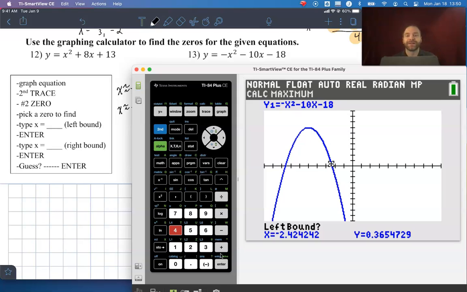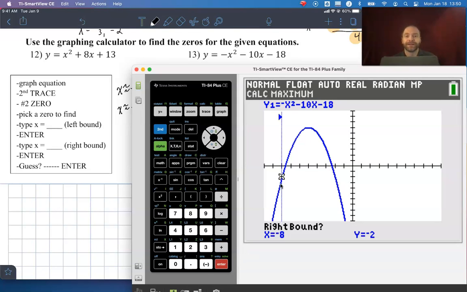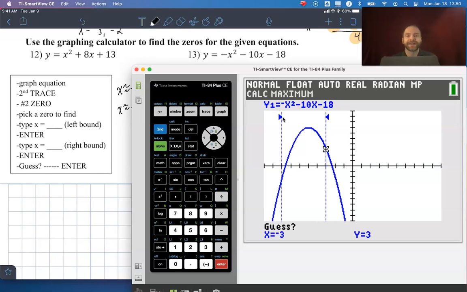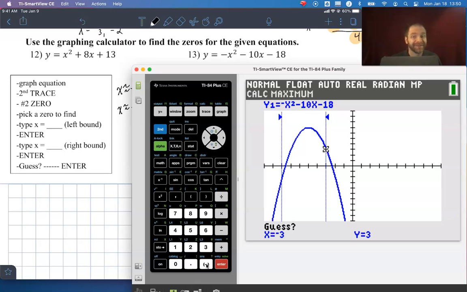So I can do the same idea. I'll pick a number to the left of -5. I'll say -8. Now it's way to the left, but it doesn't matter. Pick a number to the left of what it looks like. I'll say right of it, -3. Hit enter. Is my maximum between these two arrows? And yes, it is. Now what's my guess? I'm going to guess wrong. Because, by the way, it is -5 exactly.